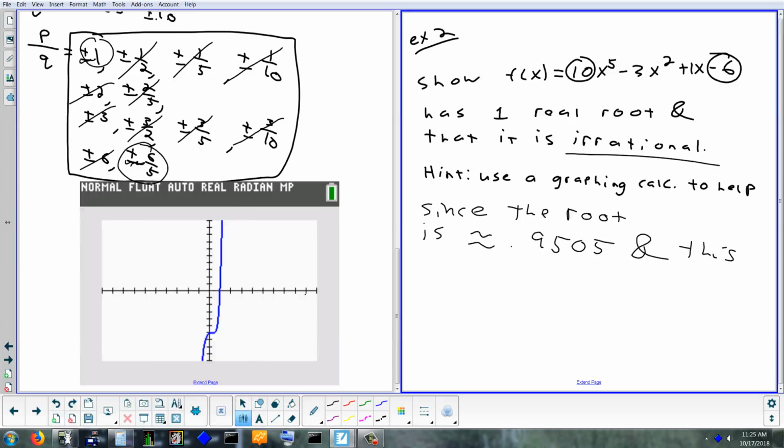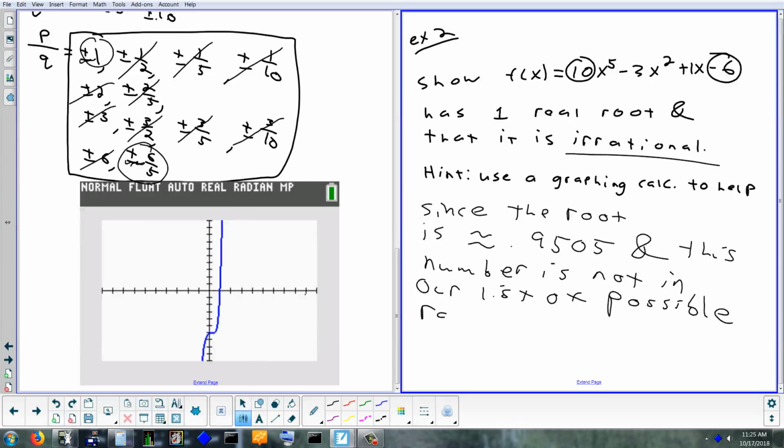and this number is not in our list of possible rational roots, it must be irrational. I don't know if you can shorten that up at all, but that's basically the explanation. So the root is approximately 0.9505. It's not in the list of rationals. It must be irrational.